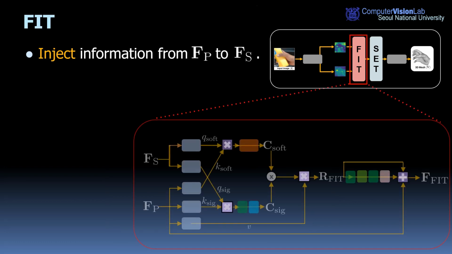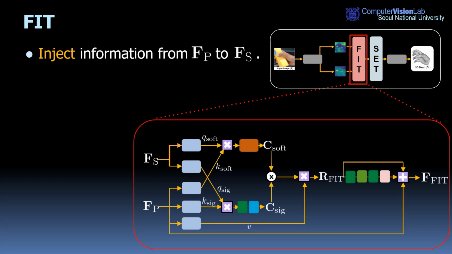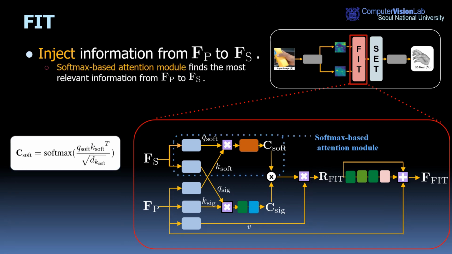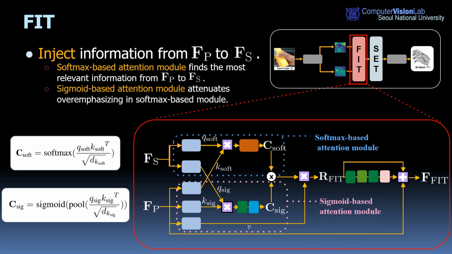FIT, the key component of our HandOccNet, injects hand information into the required location. It is composed of two modules. First, the softmax-based attention module finds the most relevant information from the primary feature to the secondary feature. However, the softmax function cannot handle the actual correlation when the location is not related to the whole hand information. It is due to the property of the softmax function. To compensate for the issue, the sigmoid-based attention module attenuates the unwanted overemphasizing of features from the softmax-based attention module. Also, to inject information without using the secondary feature again, we delete the residual connection in FIT. For details, please refer to the paper.